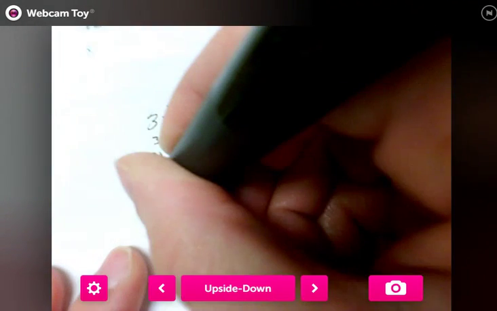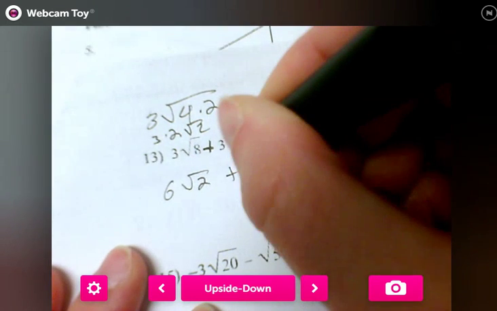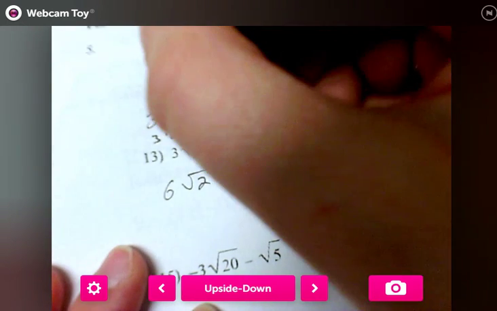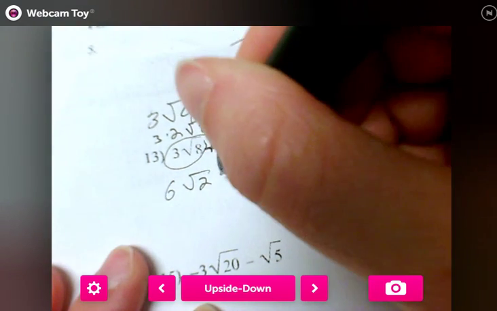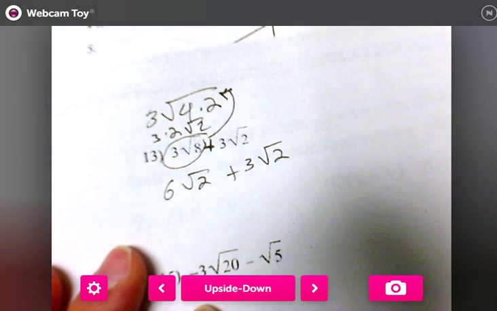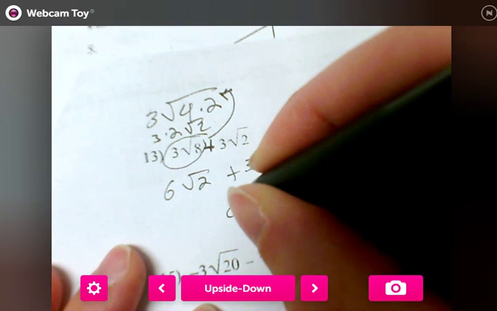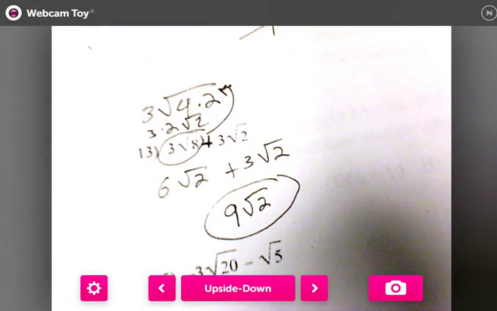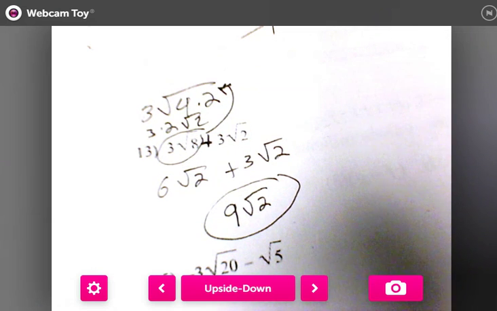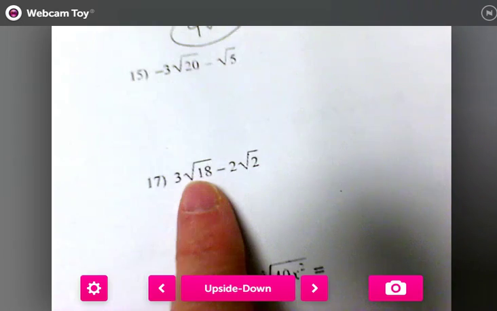So we get 6 square root 2 plus 3 square root 2. See how we changed this? We did each of these steps and got down to 6 square root 2. Now 6 plus 3 is 9. 9 square root 2 is my answer. So we've just got what's underneath the square root. We've got to make it the same. We're just making it the same. Do you want to do another one like that? Maybe like 17? Okay.